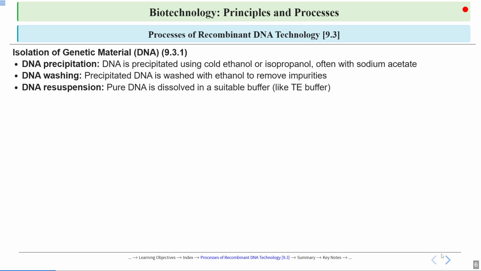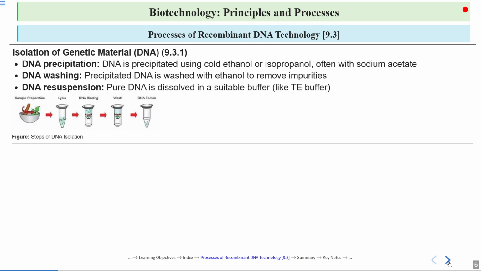Now we have got this pure DNA. Now we will dissolve this pure DNA into a suitable buffer, for example Tris-EDTA buffer. This Tris-EDTA buffer is usually used to keep DNA and RNA stable, and we use this buffer for suspending this pure DNA. Here are the steps of how we prepare the sample: first lysis, then washing and DNA elution, all those steps.